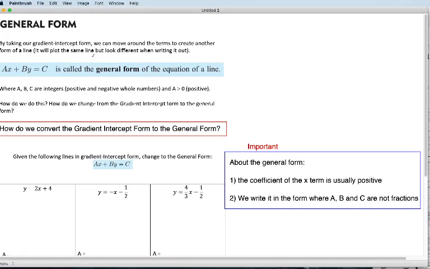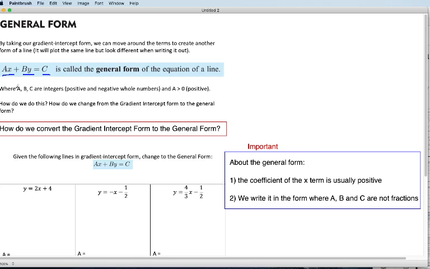Now the second form is called the general form, okay? And the general form looks kind of like this. It's really strange. It has ax plus by is equal to c. And in the general form, you cannot tell what the y-intercept or the gradient is. It's in a form where we've mixed everything up and it's no longer in the gradient intercept form. So if I give you the general form and ask you to find the gradient or the intercept, you have to move these things around and change it back into the gradient intercept form.